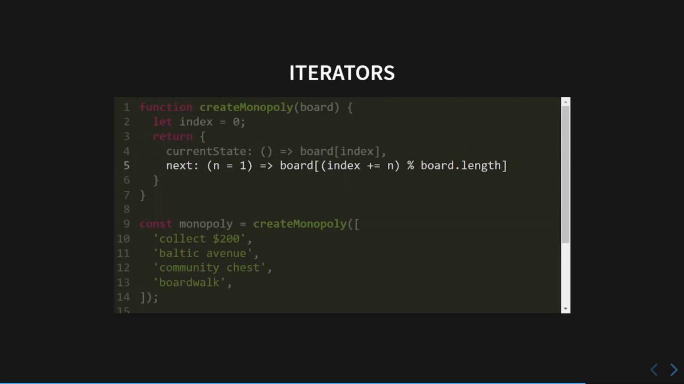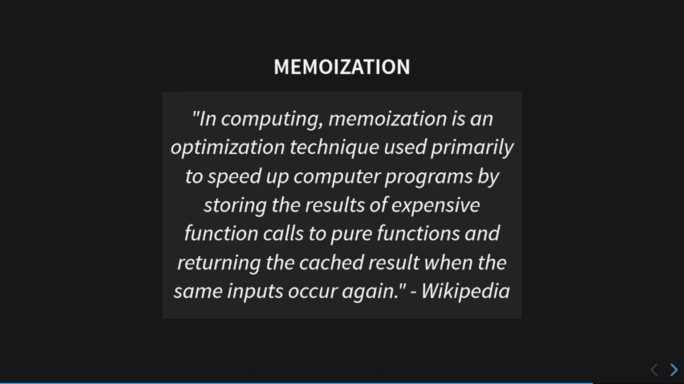And the last thing that I wanted to really talk about was memoization. In computing, memoization is an optimization technique used primarily to speed up computer programs by storing the results of expensive function calls to pure functions and returning the cached results when the same inputs occur again. So the key thing to understand here is, what is a pure function? A pure function is one that returns the same output given the same input and also doesn't have any side effects. That is, it doesn't change any global variables or modify any state outside of the function. It's really just like a calculation, so to speak.